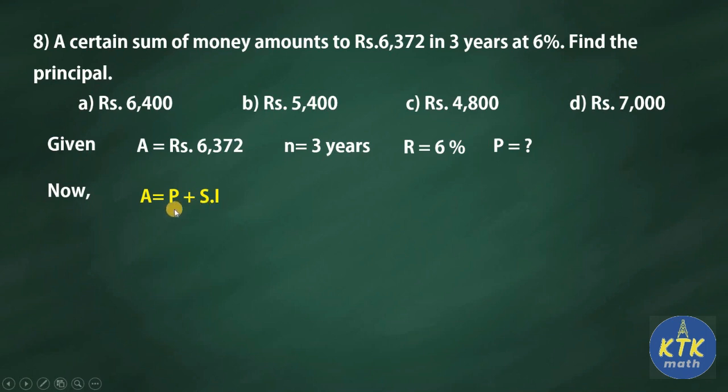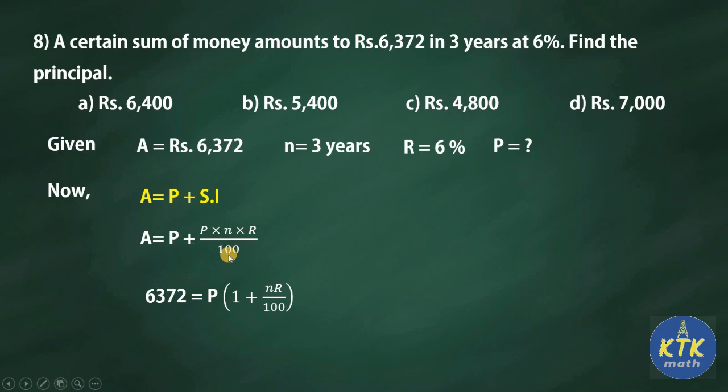Now in this case, substitute the formula for simple interest. A equal to P plus simple interest, and the formula is PNR by 100. Now both the terms contain P in common, so I can take P out. Remaining inside the bracket, you will have 1 plus NR by 100. In the same step, I am substituting the value of A. A value is what? 6,372.